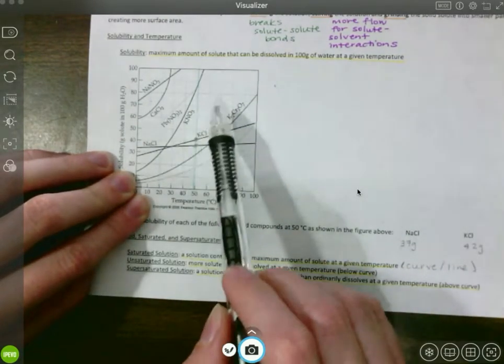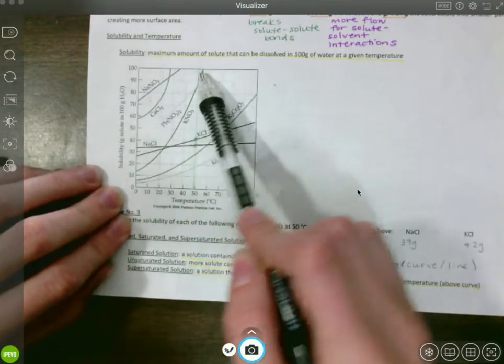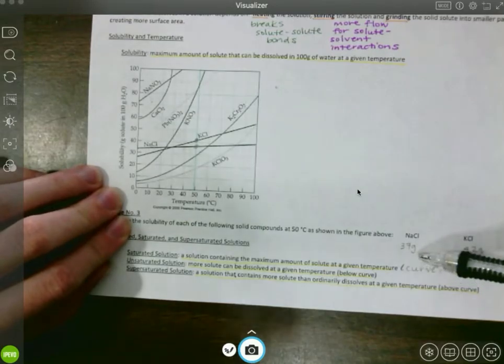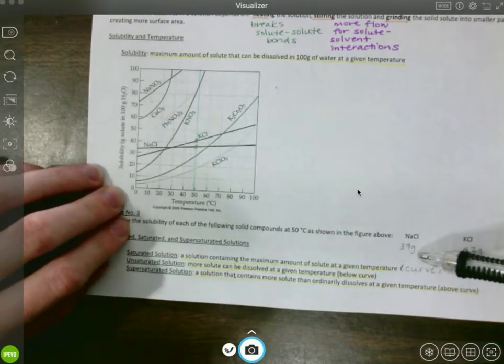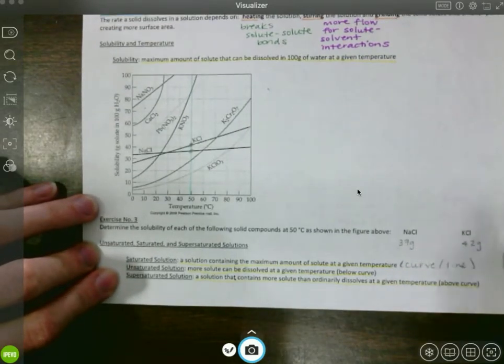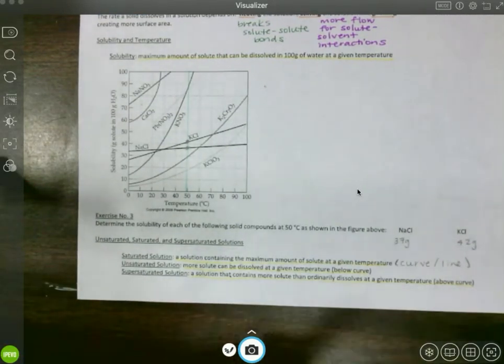So if I added 100 grams of sodium chloride to 100 grams of water, we are supersaturated. Even if I added 38 grams, 39 grams of sodium chloride to our water, that extra 1 or 2 grams is not going to dissolve. It will be left as a solid. You will be able to see it in solution, probably at the bottom of your beaker.